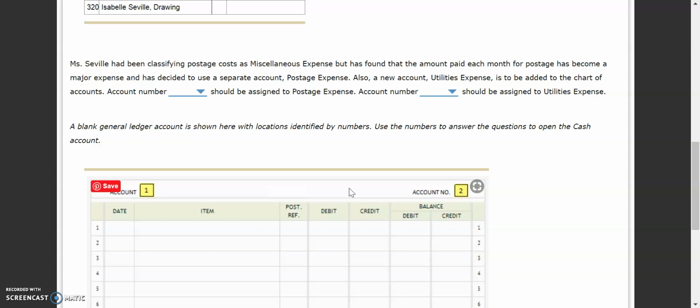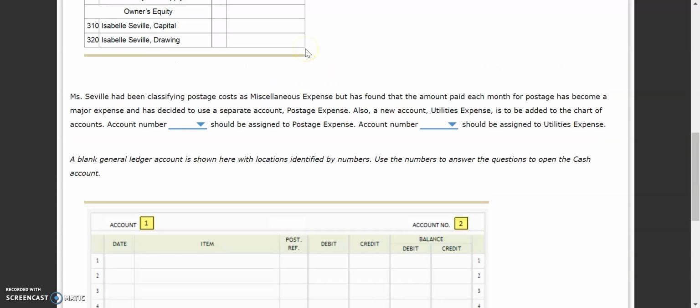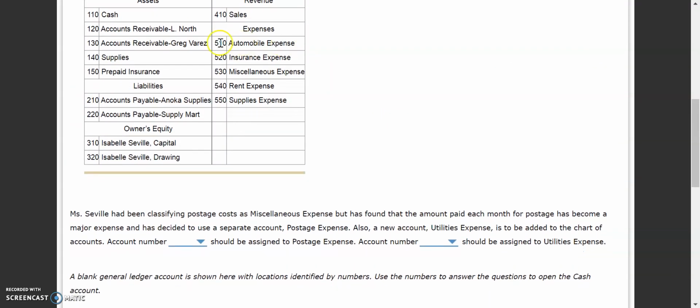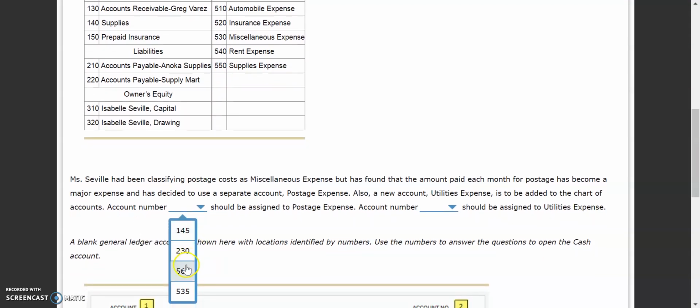What account number should be assigned to postage expense? So if we look at where postage expense would fall in here, postage expense would fall between the M and the R. So when we go in between two already existing accounts, we go right in the middle. So technically, postage expense would get an account number of 535. So we drop down our menu and you'll see that 535 is an option.